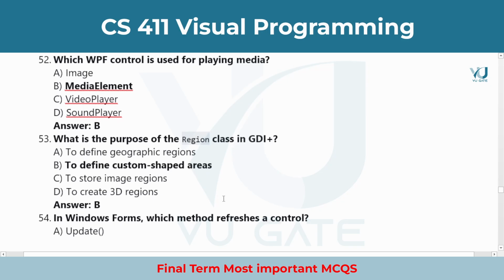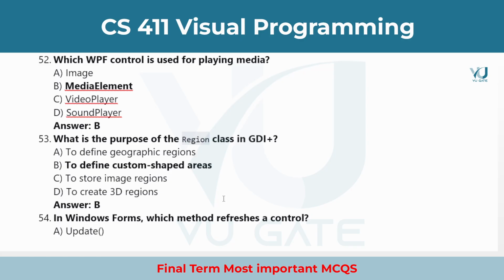Question 52. Which WPF control is used for playing media? The correct answer is option B, MediaElement. Question 53. What is the purpose of the Region class in GDI+? The correct answer is option B, to define custom-shaped areas.